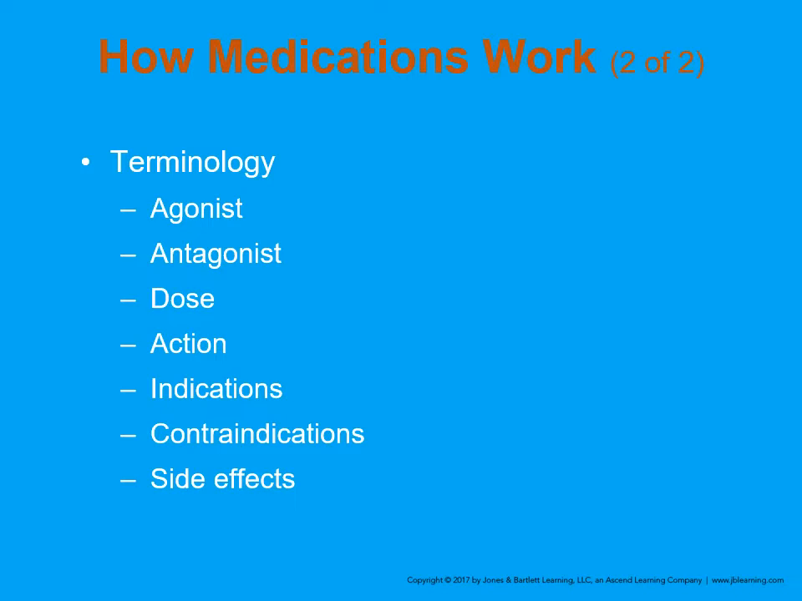An indication is the reason or condition for which a particular medication is given. A contraindication is when a medication would either harm the patient or have no positive effect. Absolute contraindications are when the medication should never be given, and relative contraindications are when the benefits of administering the drug may outweigh the risk.